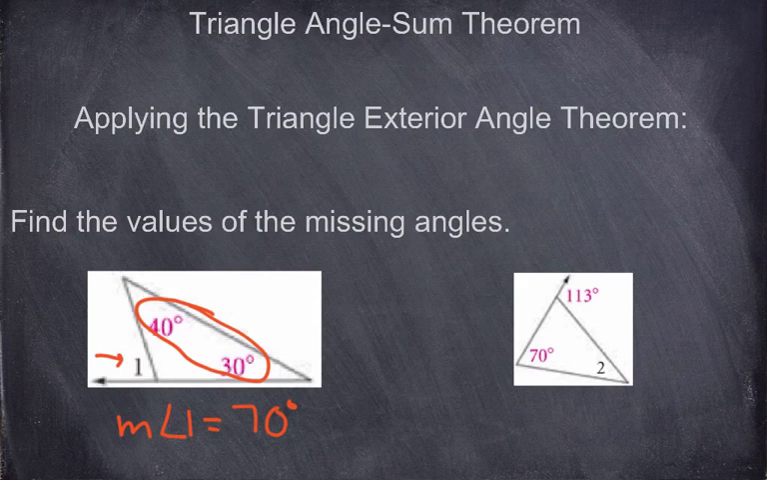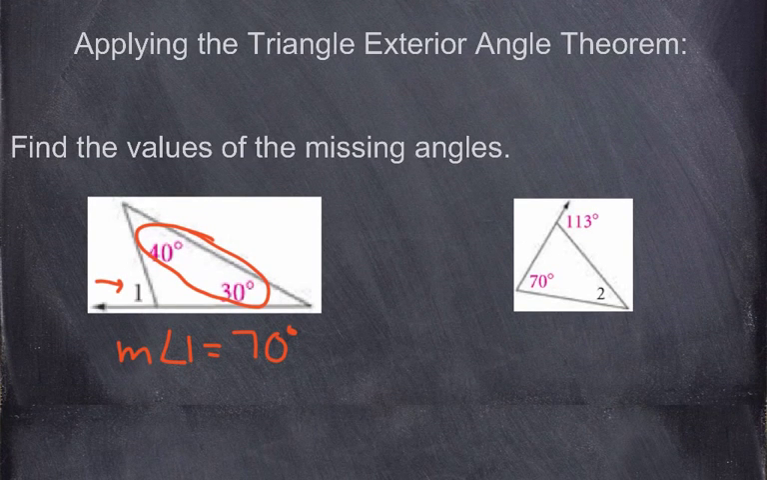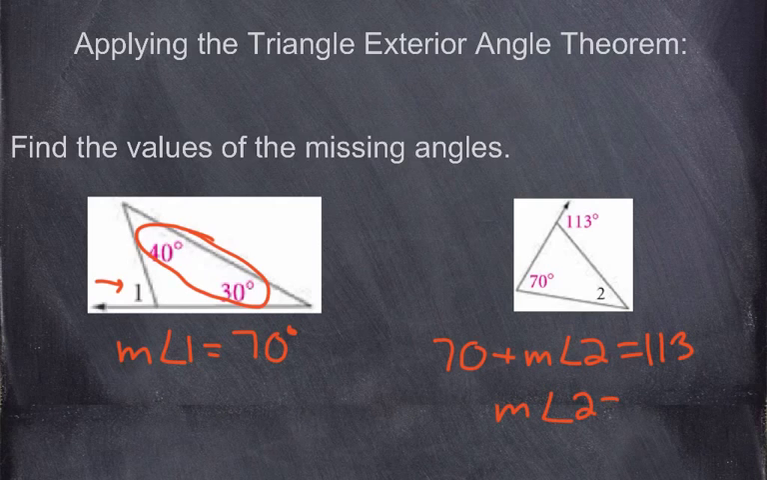Well, technically you can set it up in the same manner. One interior angle plus the other, let's use proper notation, plus the other angle is equal to the exterior angle. So therefore you would subtract 70 from both sides. You end up with 43 degrees. So again, if you know an exterior angle and one of the remote ones, you could just subtract that value to find the other remote interior angle.